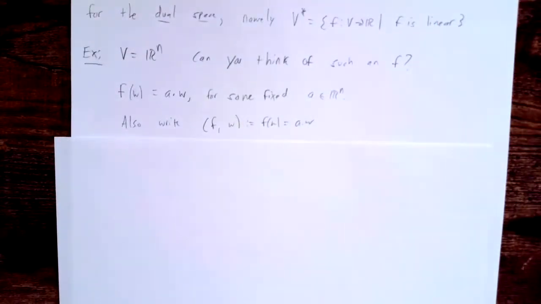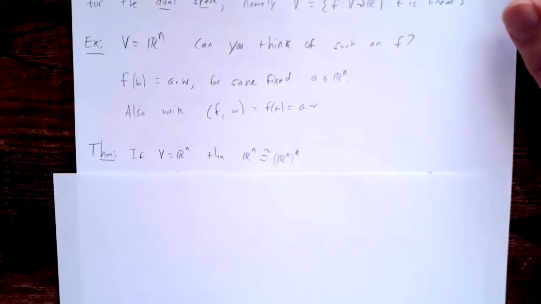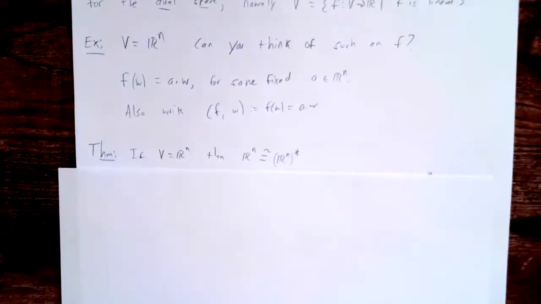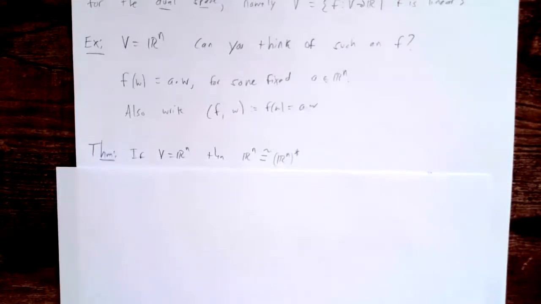We use the pairing F, W in place of F of W. We use those interchangeably. So for an element of the dual space F, instead of writing F of W, I'll often write F paired with W. And you'll see why that notation is natural in just a moment. And so, yeah, here's my remark. So this little theorem: if the vector space is Rn, then it's possible to identify the dual space with Rn itself.